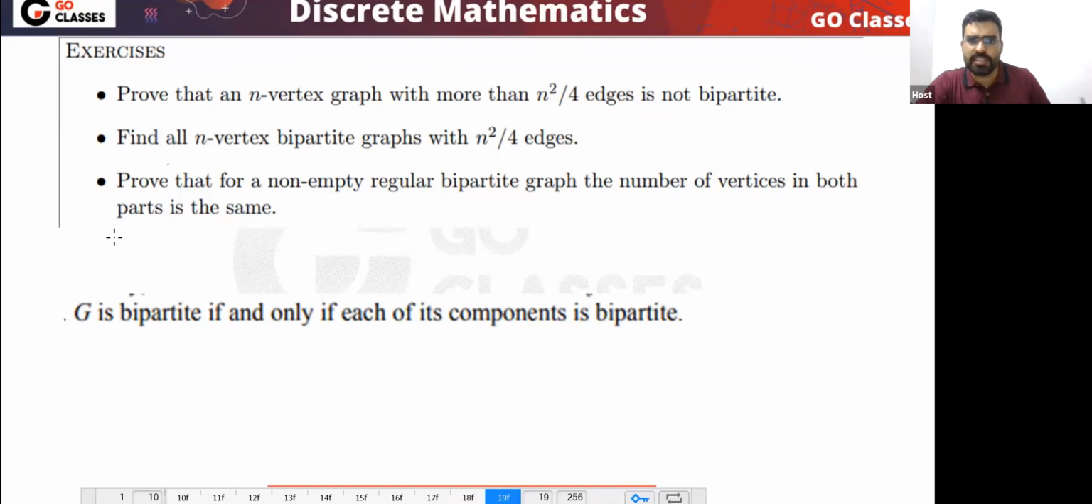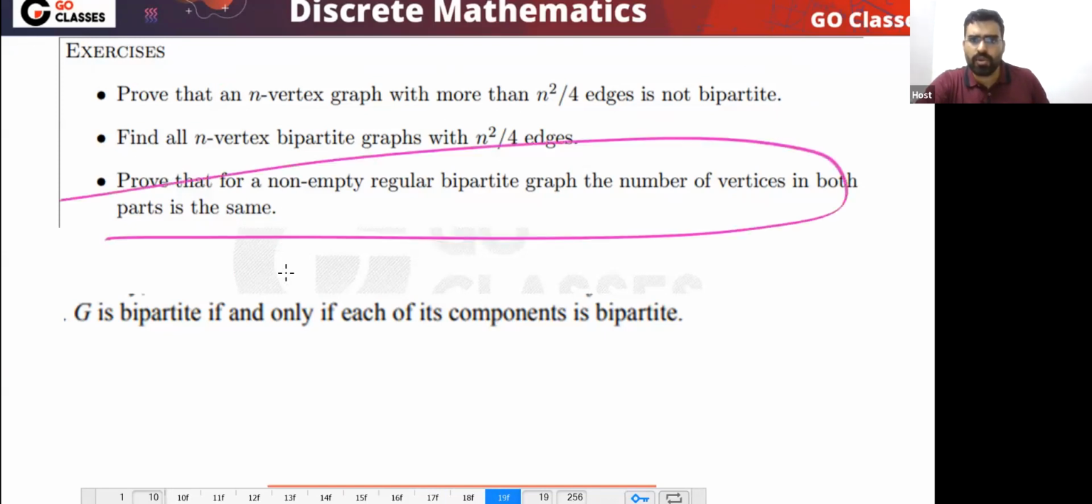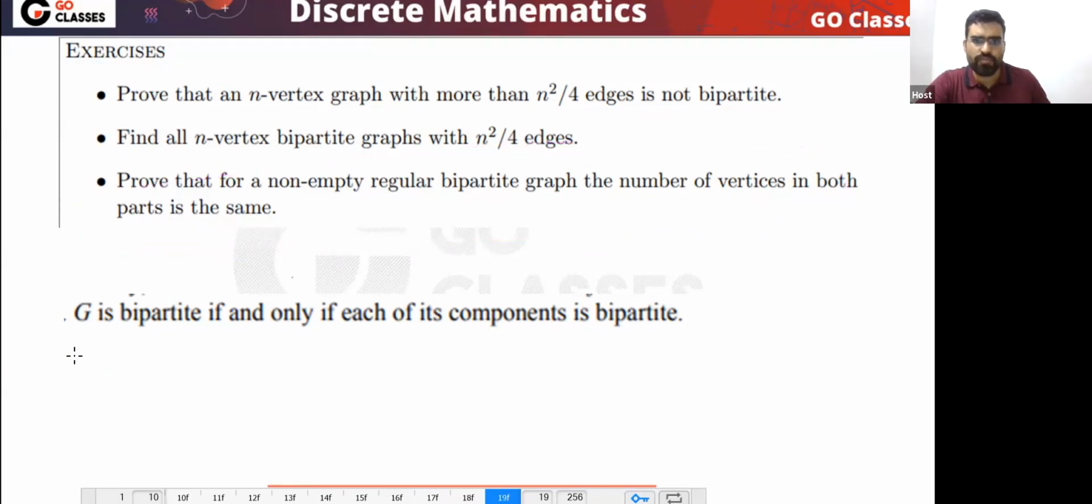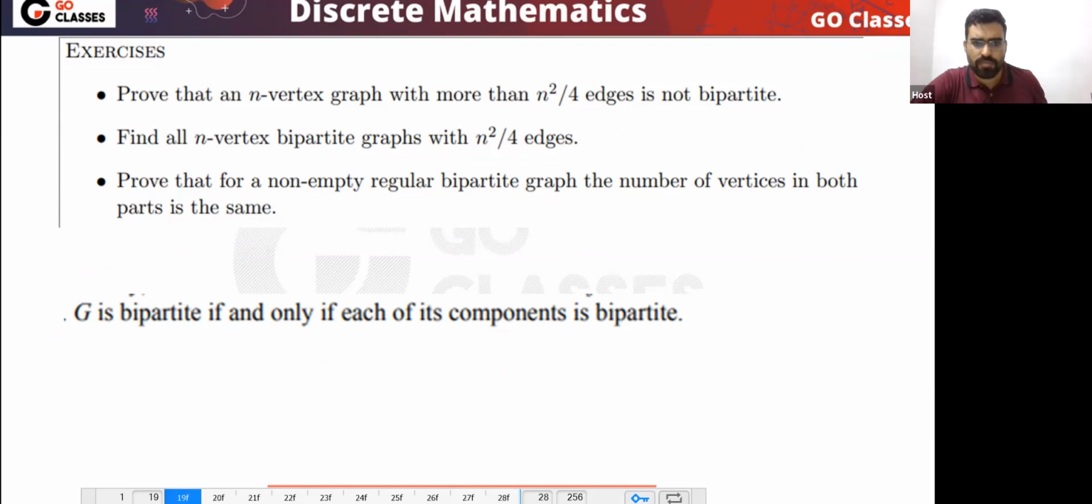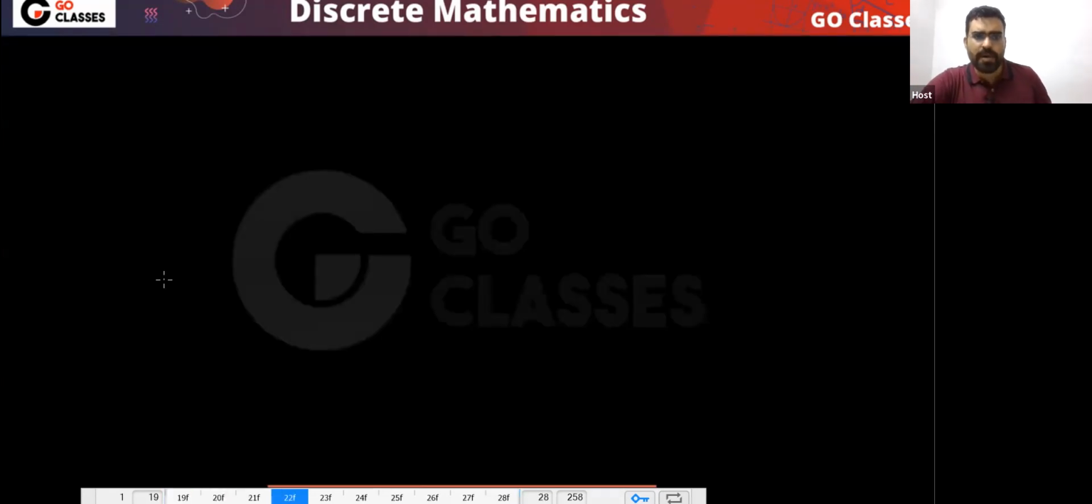And this we have already seen in the last class, the k-regular bipartite graph. See, G is bipartite if and only if all its components are bipartite. Yes or no?